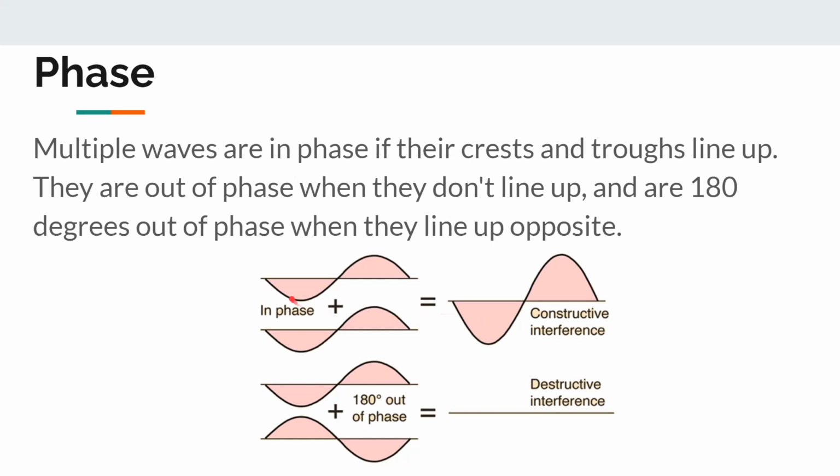And so these 2 troughs, when they line up, give you an even lower trough. These 2 crests, when they line up, give you an even higher crest because they're building on each other. On the other hand, if the 2 are 180 degrees out of phase or completely opposite, so that the trough of one lines up with the crest of the other, then they are actually going to completely cancel one another out, and you get destructive interference.